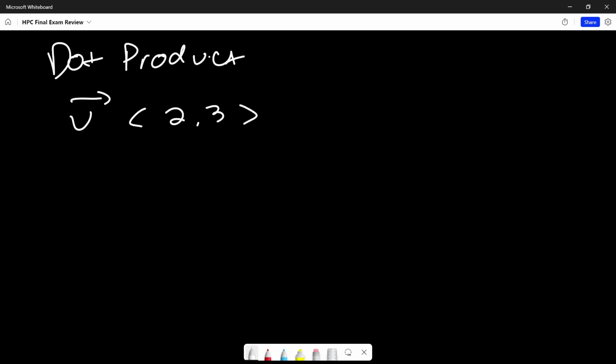Now let's go into a dot product practice problem. We're going to be using dot product here to find the angle between two vectors. The two vectors are vector u, which has a component form of 2, 3, and vector v, which has a component form of 5, 6.